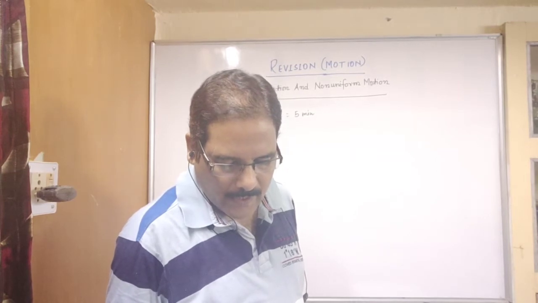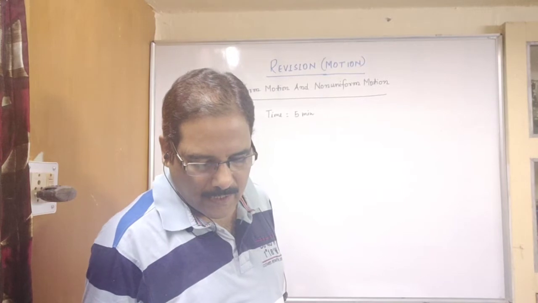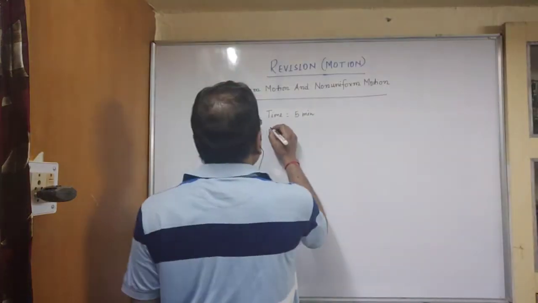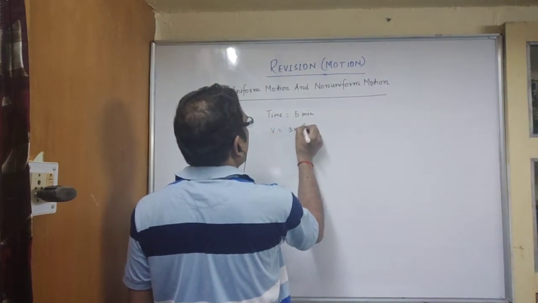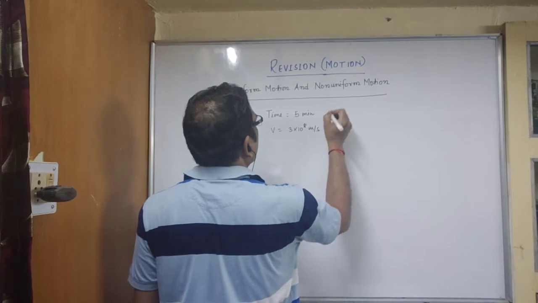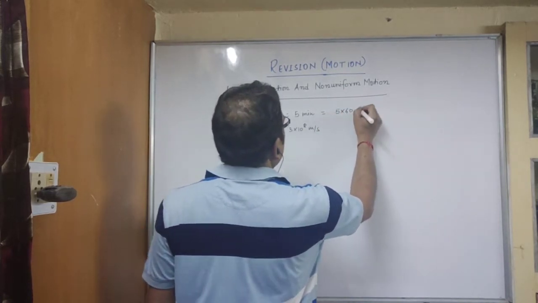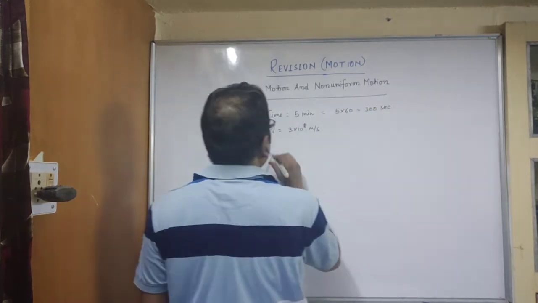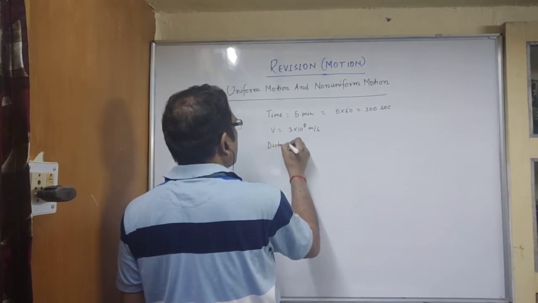What was the distance of the spaceship from the ground station? The signal travels at the speed of light. It means the speed of light is given, 3 into 10 to the power 8 meter per second. Convert 5 minutes into seconds. So it will be 300 seconds. And you have to calculate the distance.